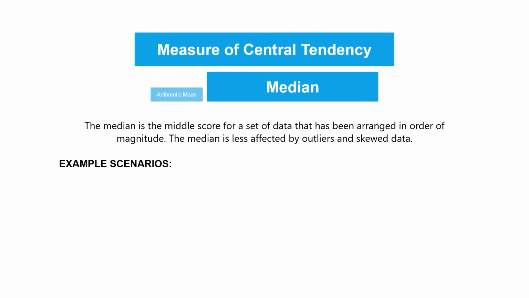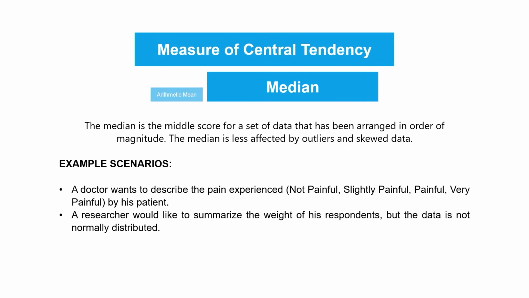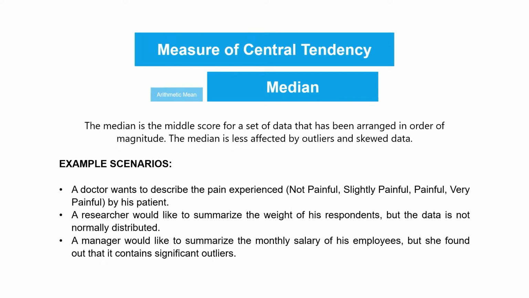Here are some examples wherein you can use median to answer research questions or achieve research objectives. A doctor wants to describe the pain experienced by his patient, as measured as not painful, slightly painful, painful, and very painful. A researcher would like to summarize the weight of his respondents, but the data is not normally distributed. And a manager would like to summarize the monthly salary of his employees, but she found out that it contains significant outliers.